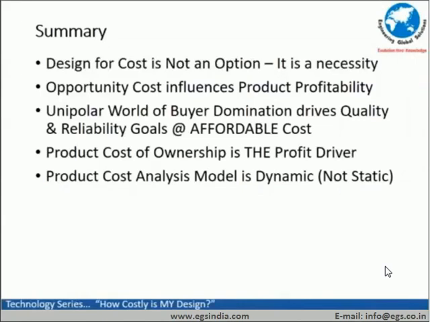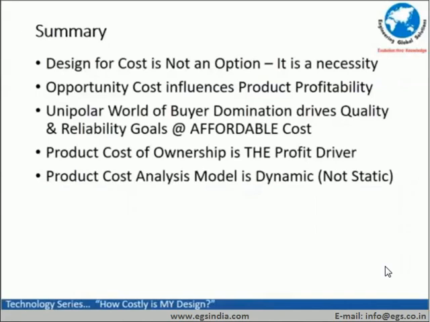So compressing the design cycle time while incorporating all these measures to protect the profitability of the organization, you have your accuracy and your precision both being met. You have your opportunity cost as well in control. In a unipolar world of buyer domination that drives quality and reliability goals at offered cost, design for cost could not have come a day sooner. The product cost of ownership is the profit driver.